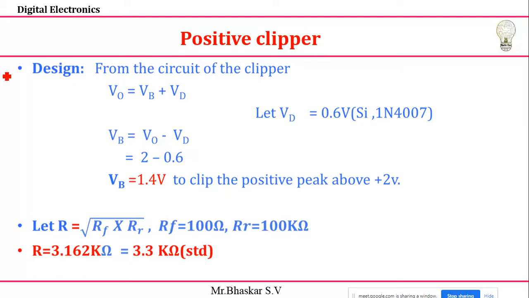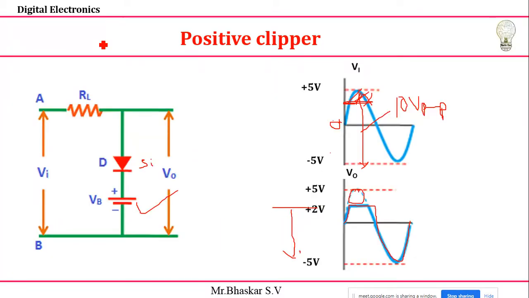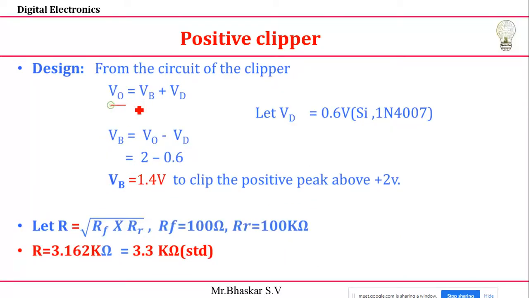See, this is the design. Carefully see how to write the output voltage equation. Directly I can write the output voltage is equal to plus minus plus minus, so the sum of these two voltages is my output voltage. The voltage across this diode I'll take as VD. VD plus VB is my output voltage. For the clipper circuit, V naught is equal to VB plus VD.